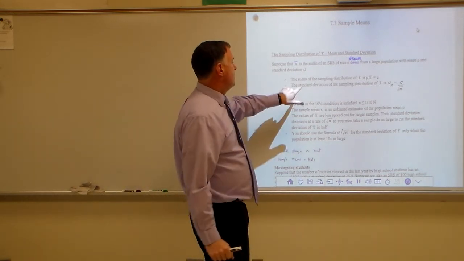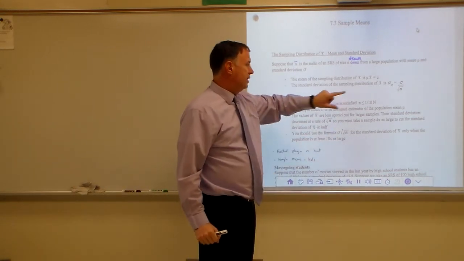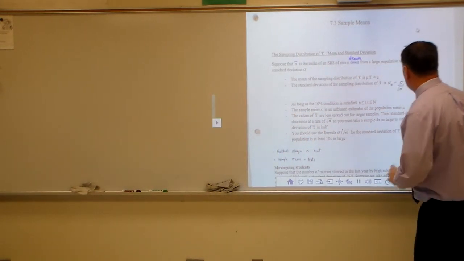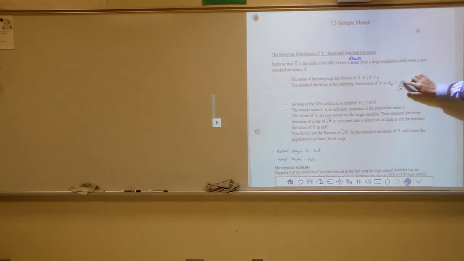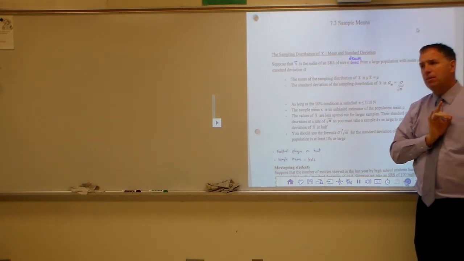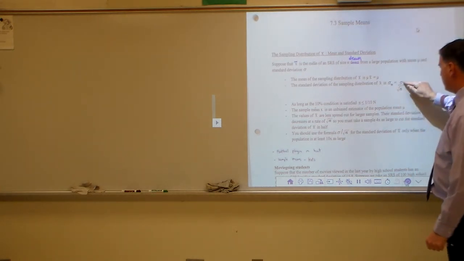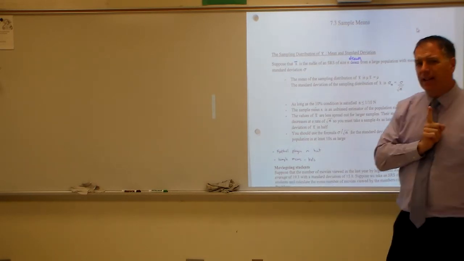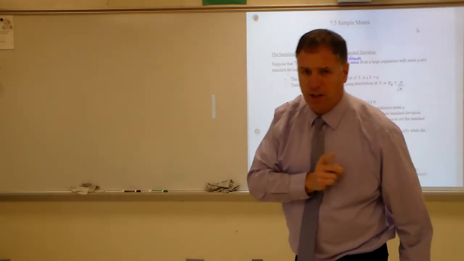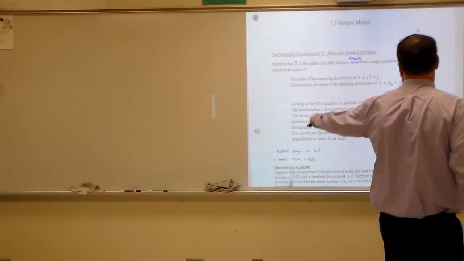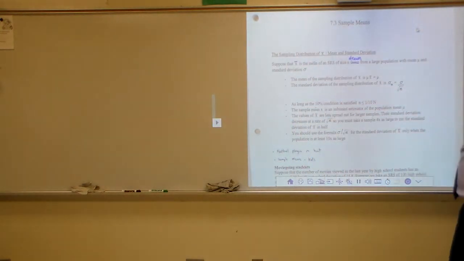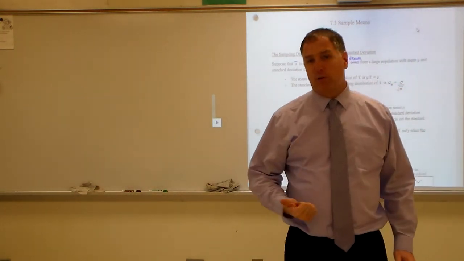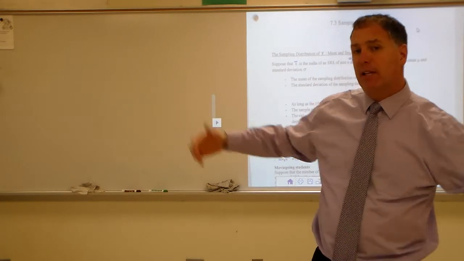The standard deviation of the sampling distribution of X bar is the population standard deviation divided by the square root of n. Very important you note that little difference that happens with our sample means. And this is all true as long as the 10% condition is satisfied, which means your sample size is less than or equal to 10% of the entire population.